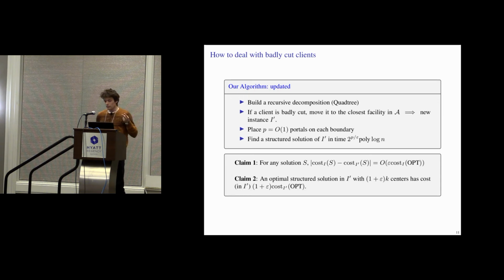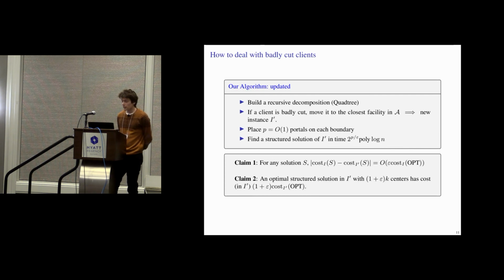So now we have two claims. The first one is that the cost in the original instance I of any solution is close to the cost in I prime of that solution. This is in expectation, just because a client is Badlicat with probability epsilon. So we move it in I prime with tiny probability, and we move it with a cost proportional to what it pays in the approximate solution. So claim one is just, okay, we move every client with a tiny probability.